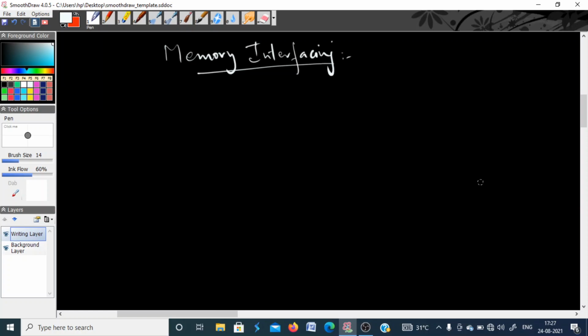Okay, today we will discuss memory interfacing, how you interface memory with the microprocessor. So before starting with the interfacing, let us revise some basic concepts, what a memory is and how it is basically designed.